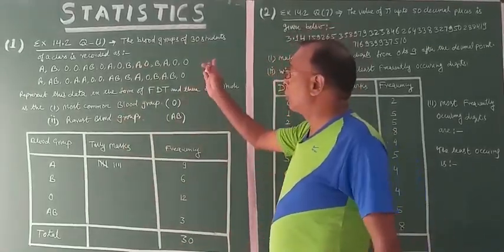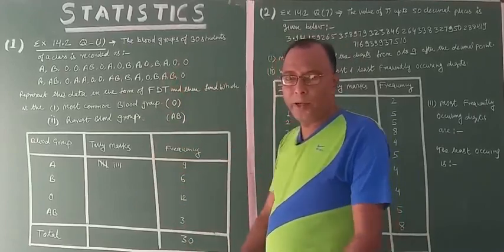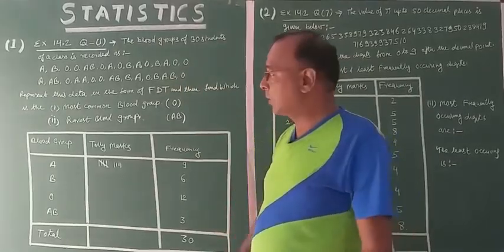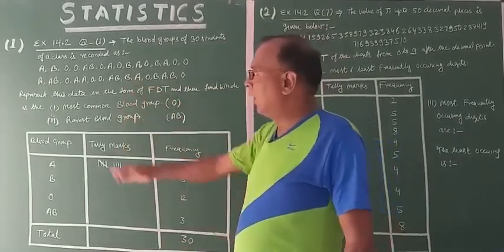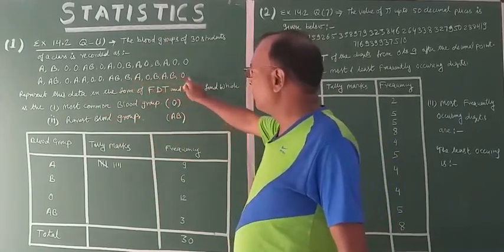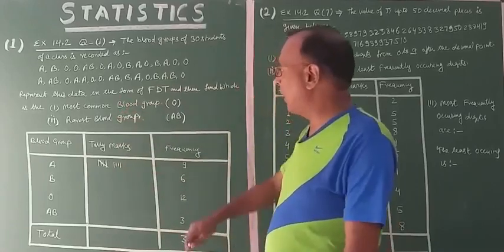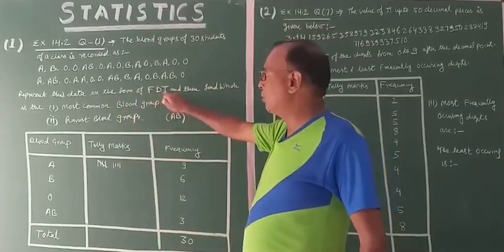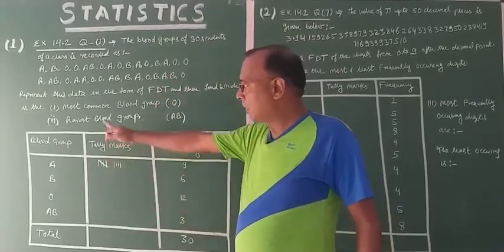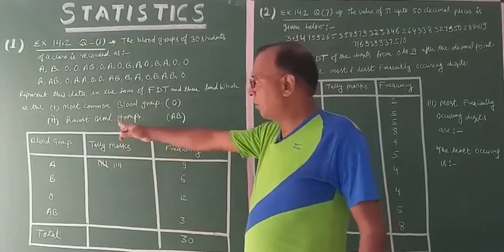The blood groups of 30 students of a class is recorded as, such data comes, A B O O, A B O O, like this up to this one. The question is this: represent this data in the form of FDT, frequency distribution table, and then find the first part, most common blood group, and second one is rarest blood group.